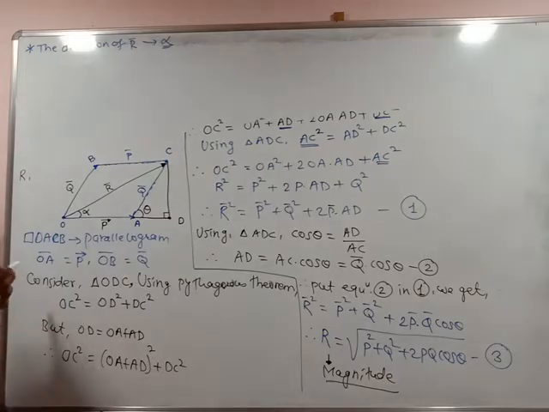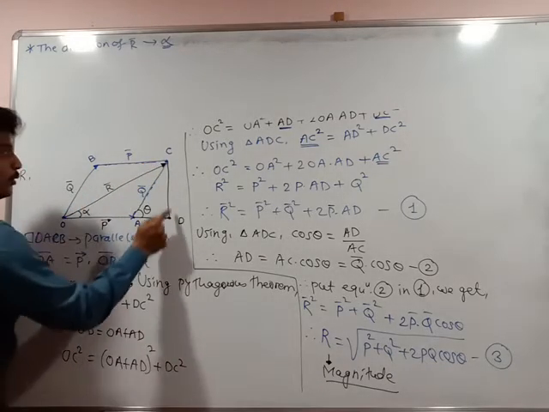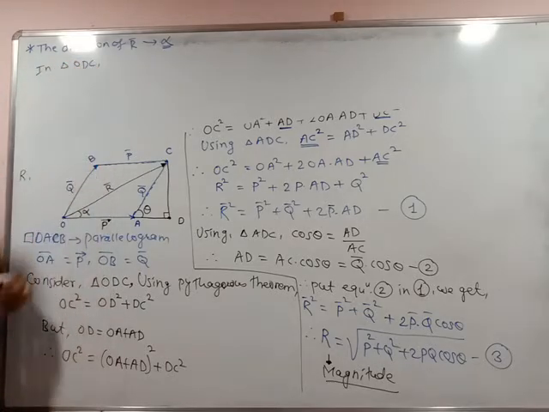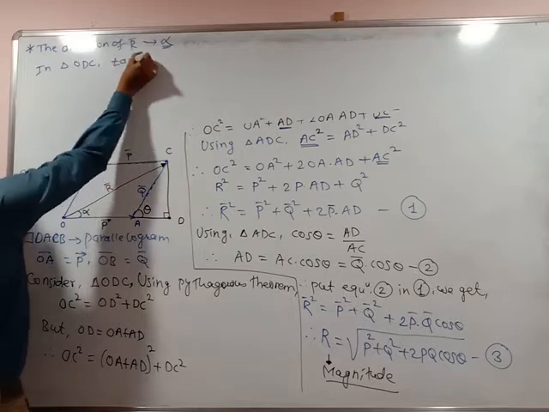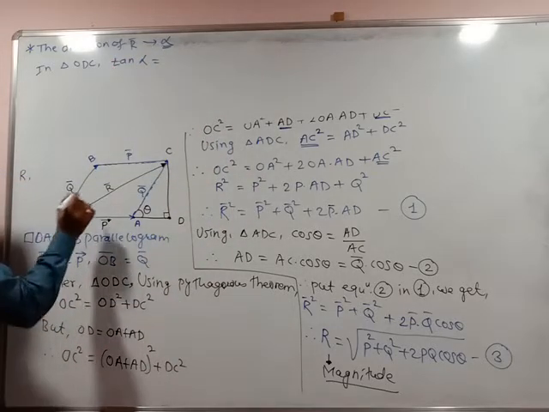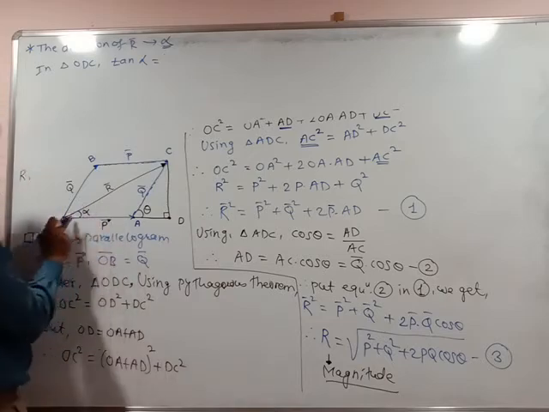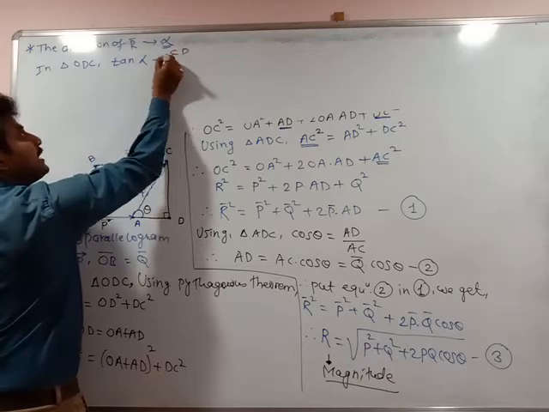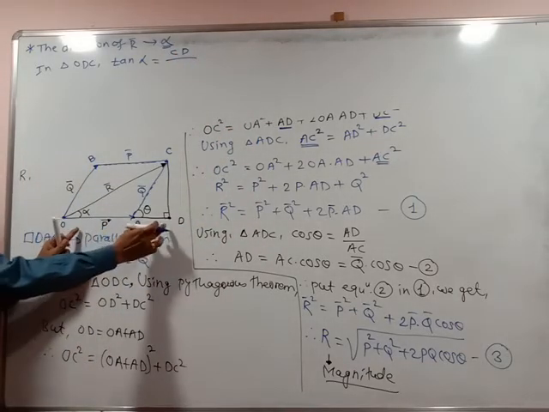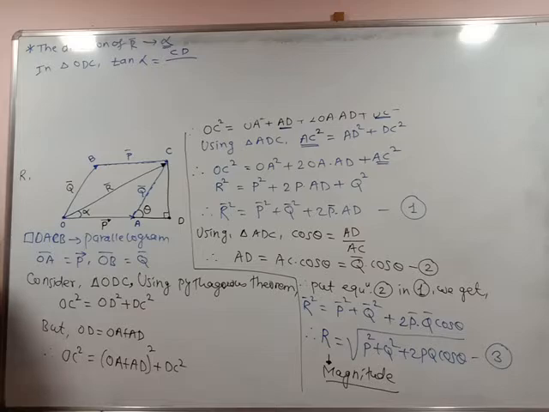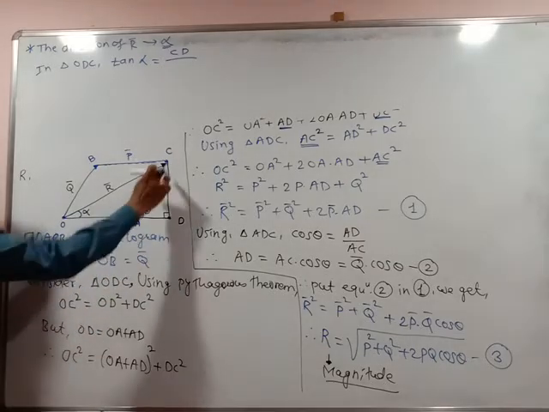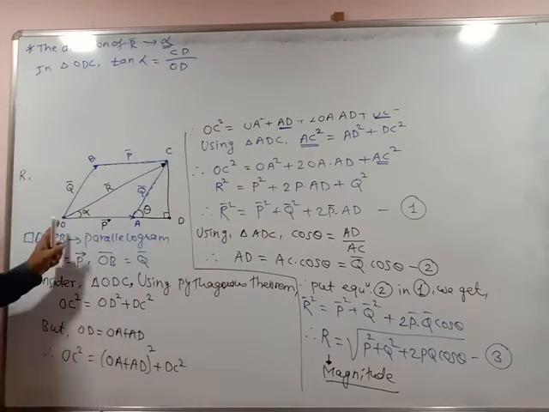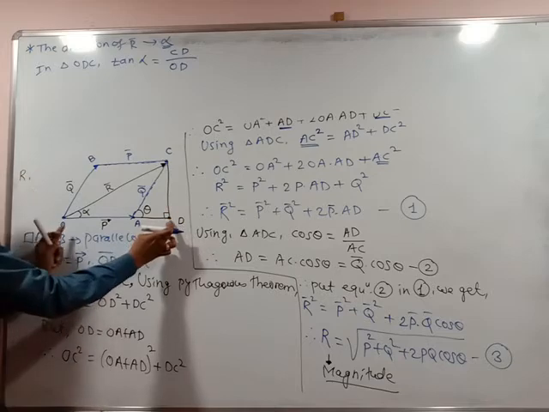Now see the figure here. Triangle ODC. In triangle ODC, what is the value of tan alpha? Tan alpha is opposite upon adjacent. What is the opposite here in this triangle? Opposite is CD, upon adjacent. Tan theta, you know what it is? Opposite upon adjacent. Adjacent is OD. Correct? Tan alpha is opposite upon adjacent.